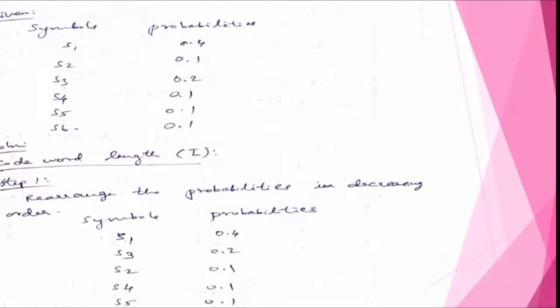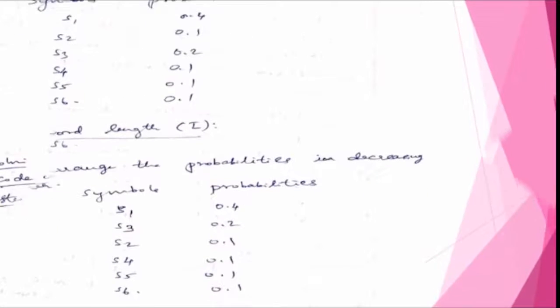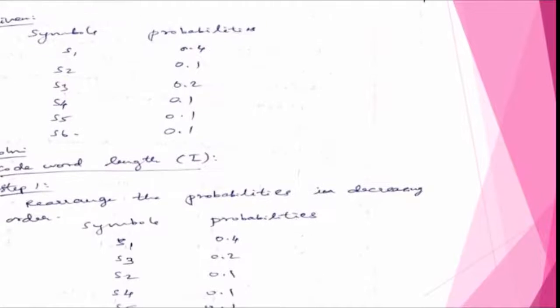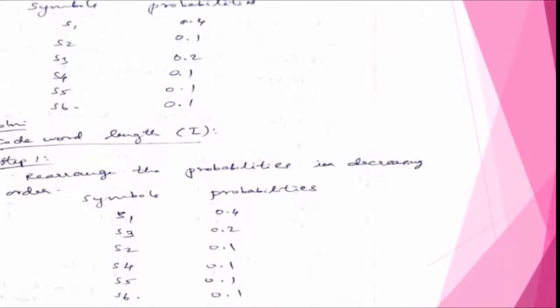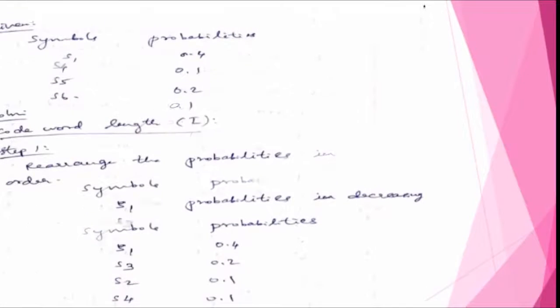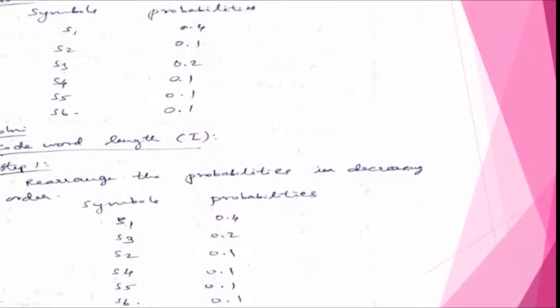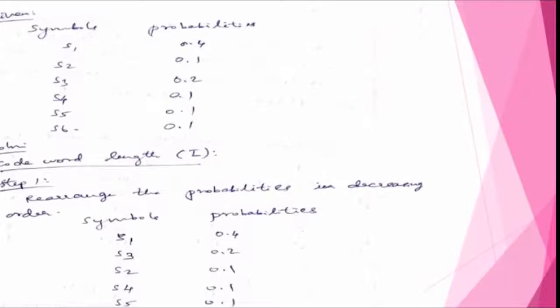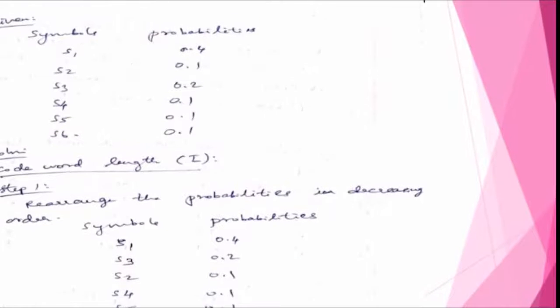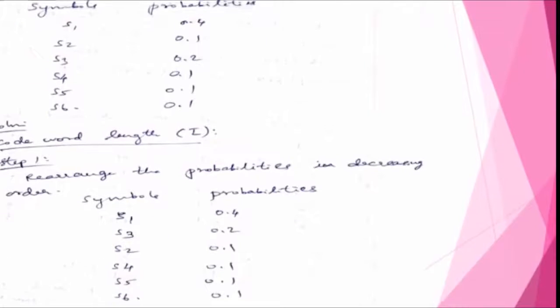First step, we have to rearrange the probabilities in descending order. Symbols S1 to S6 and probabilities: S2 and S3 probabilities have to be changed according to descending order, so 0.2 and 0.1. We interchange the symbols: S3 for 0.2, S2 for 0.1. Next, step 2: we write the symbols S1, S3 up to S6.